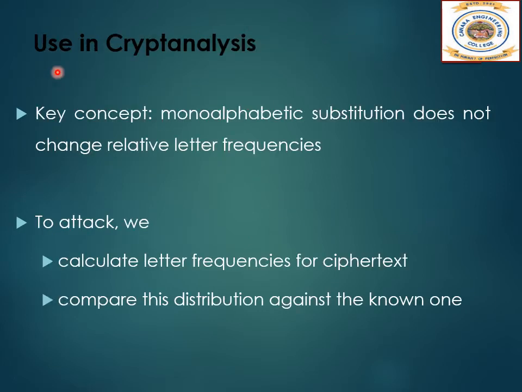So how the attack can be done or how cryptanalysis can be used here is, the main thing is monoalphabetic substitution does not change the relative letter frequencies. So if you can calculate the letter frequencies for the cipher text, then it is easy to compare the distribution against the known one. So here to avoid the cryptanalytic attack, the countermeasure that can be taken is you have to provide multiple substitution for a particular known alphabet. It is known as homophones.